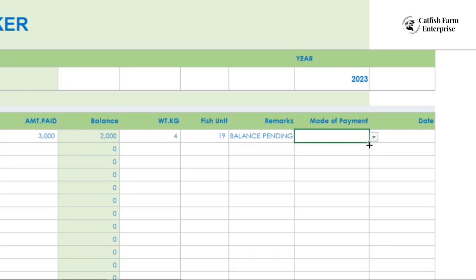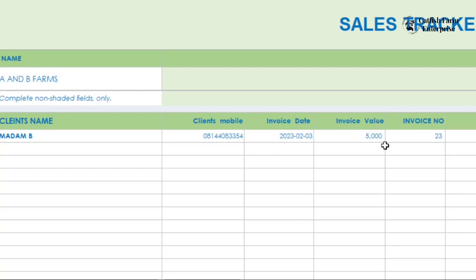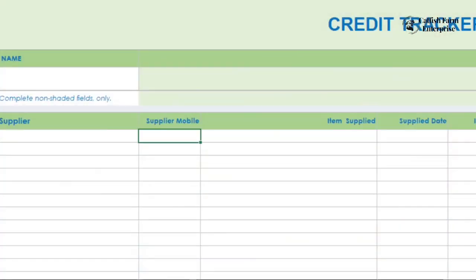Now, what is the mode of payment? Was it an online or a cash payment? So you can also include that. Then you also include the date. So this is for the sales tracker, and you can use it to track all your sales for efficiency. Then we also have the fourth one, which is the credit tracker.